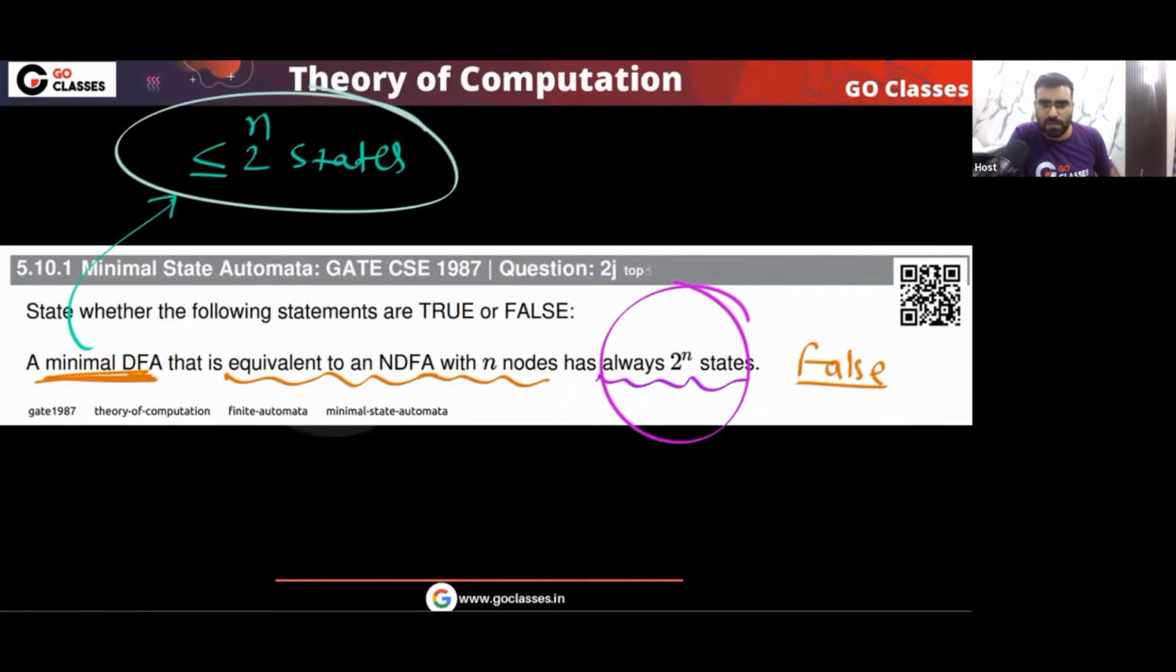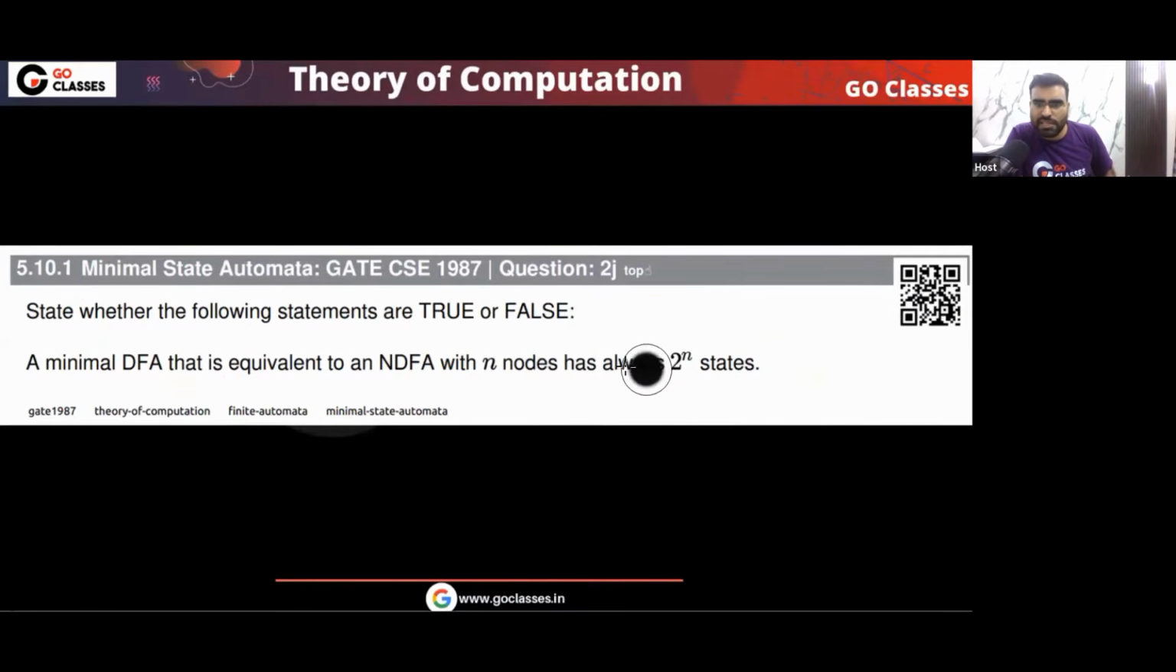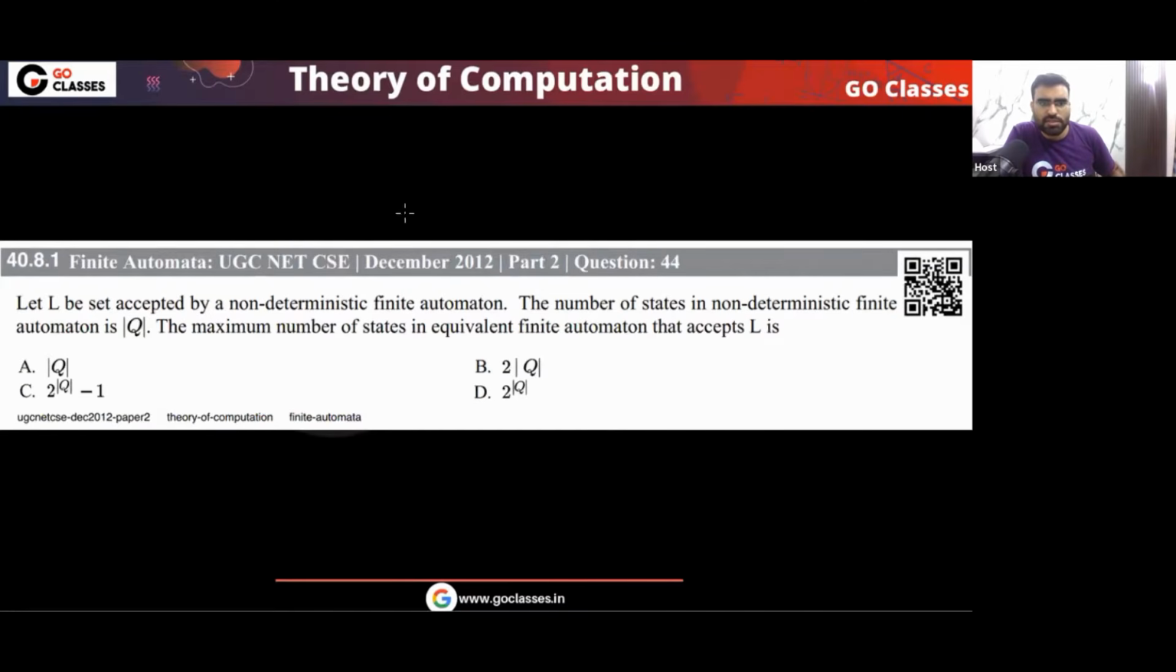So this is saying it will always have 2 power n states. This statement is false. But in the same question, if I say that it has at most 2 power n states, now this statement will become true. Now we will solve this question. This is a nice question, but there is a mistake in this question.